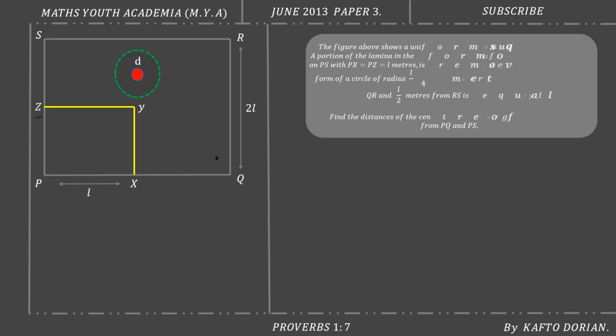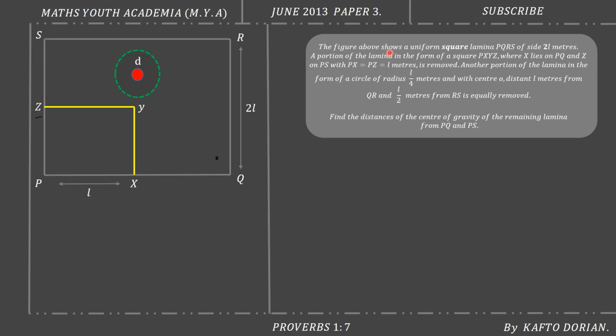So the question says, the figure above shows a uniform square lamina PQRS of side 2L meters. A portion of the lamina in the form of a square PXYZ, where X lies on PQ and Z on PS, with PX equals PZ equals L meters, is removed. Another portion of the lamina in the form of a circle of radius L/4 meters and with center O, distance L meters from QR and L/2 meters from RS, is also removed. Find the distances of the center of gravity of the remaining lamina from PQ and PS.